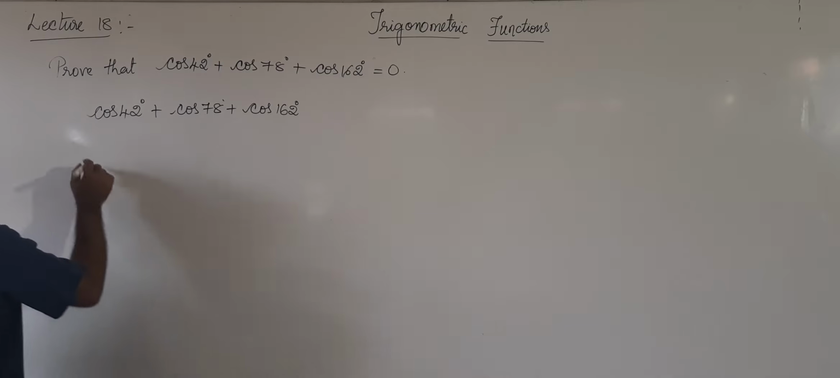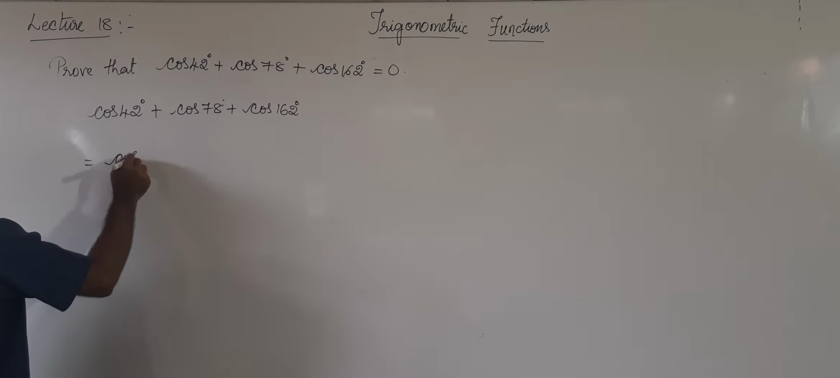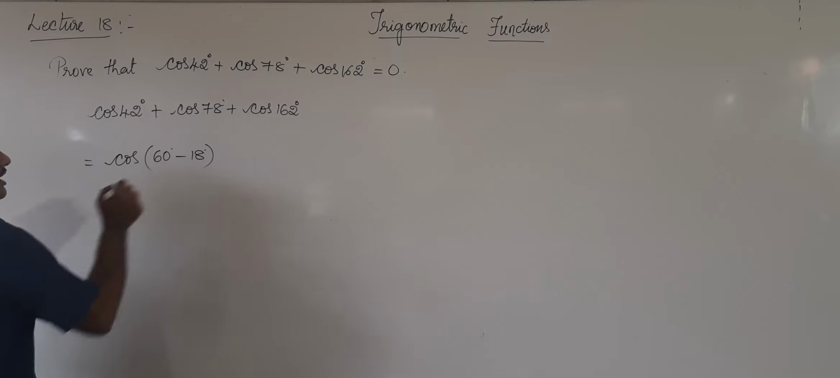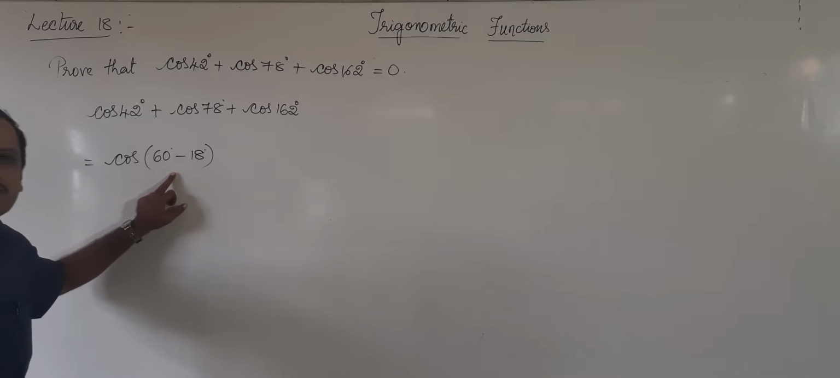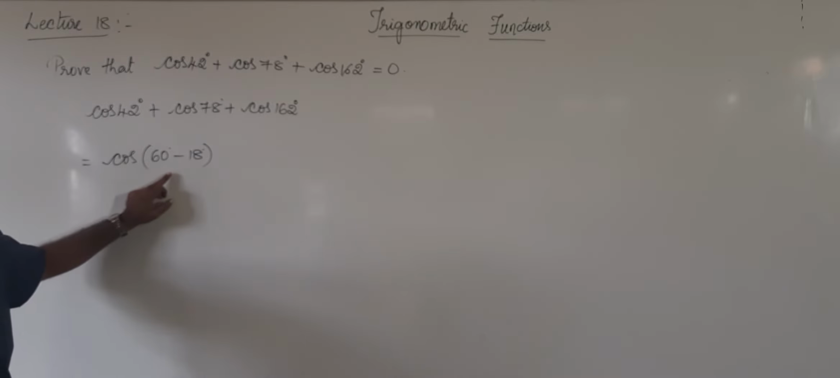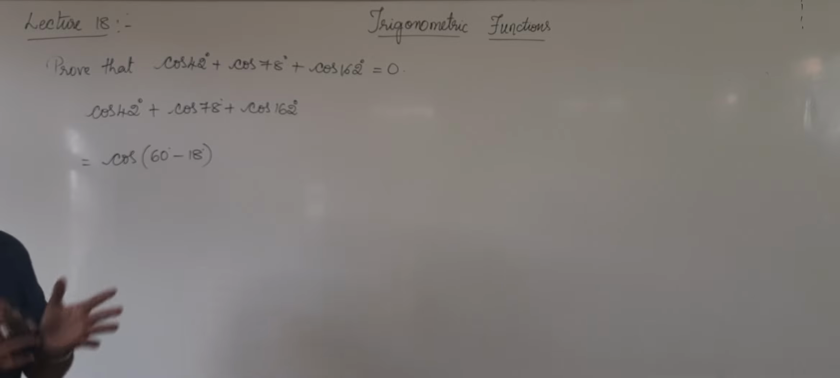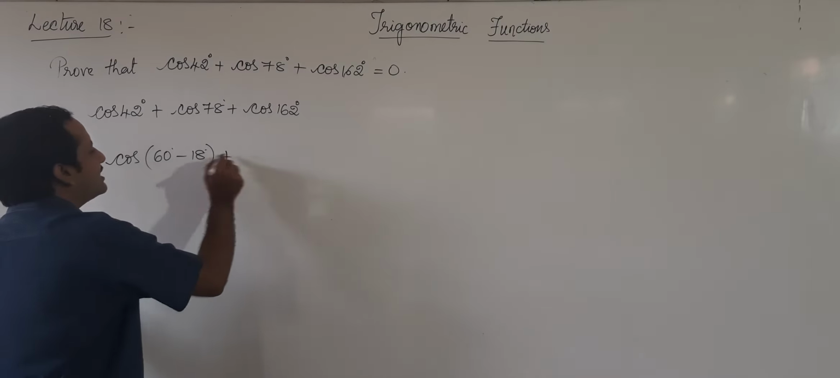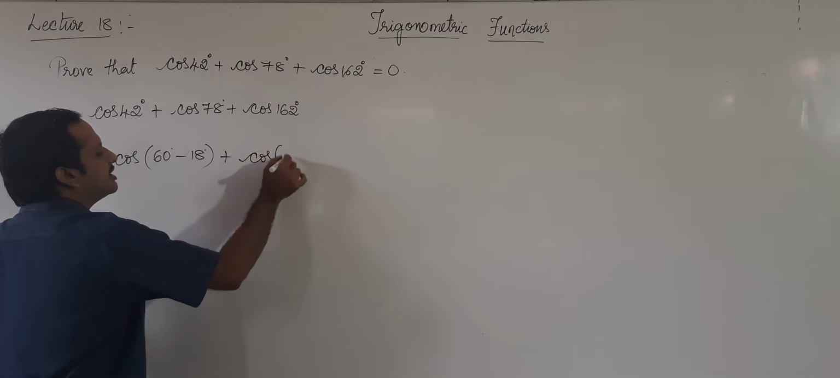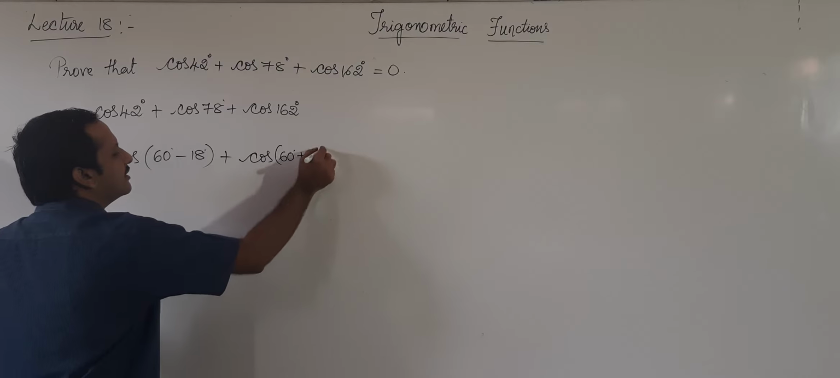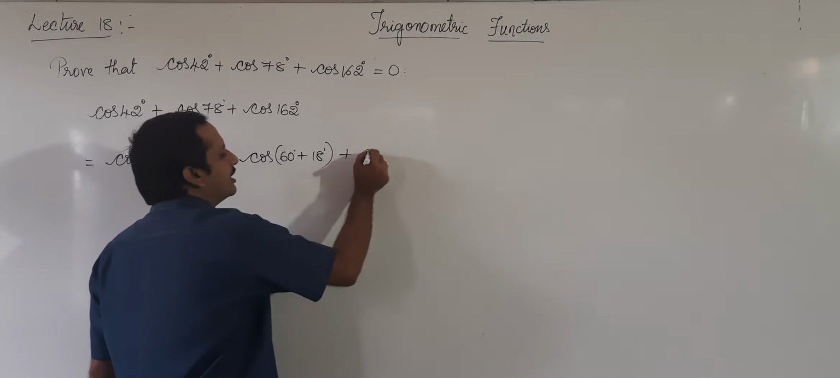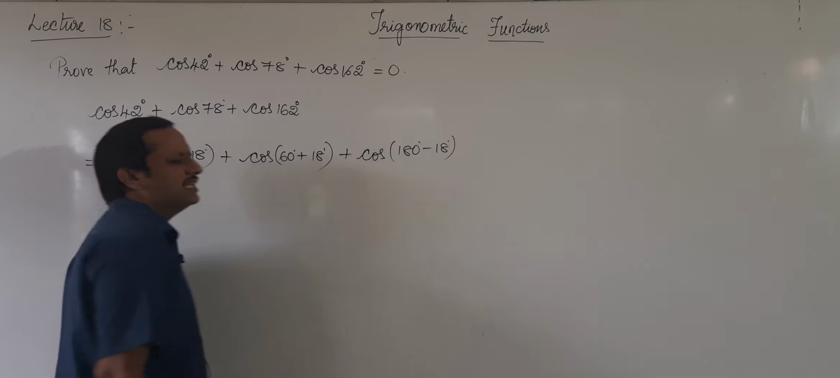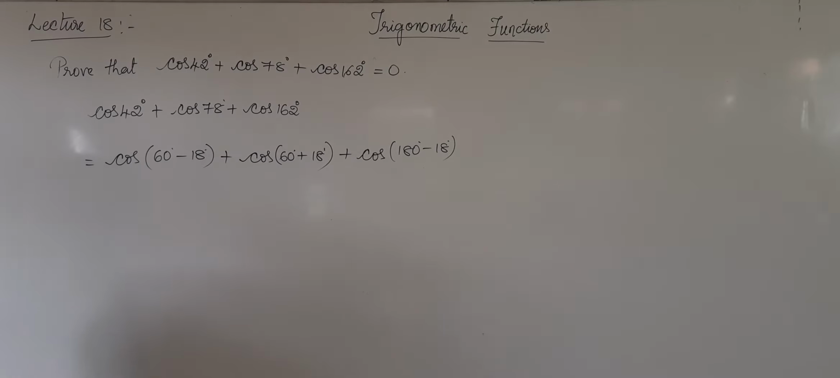I'll write 42 degree as 60 degree minus 18 degree. Why did I choose 60 only? Because cos 60 degree is a well-known angle. 60 degree is a standard angle, so its value we know. So I wrote 60 minus 18. And this 78, I'll write as 60 plus 18. And 162 degree can be written as 180 minus 18. 180 degree minus 18 degree is equal to 162 degree.